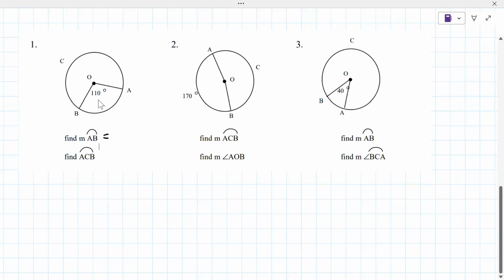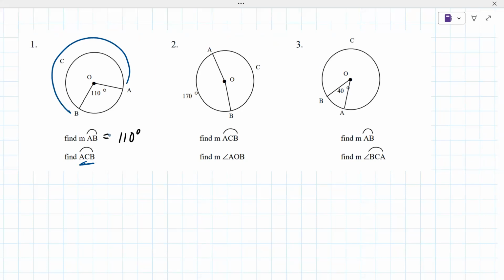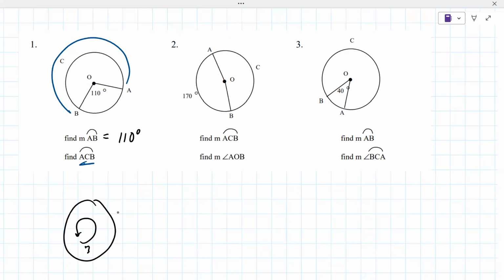Wouldn't the arc be 110? It is 110. And it's degrees. Very important that it's degrees. All right. Now, A to C to B is that one. If you remember in a circle, if you go all the way around, it's 360 degrees. So what is A to C to B if this part's 110? That would be 250. 250 degrees. Yeah. All right.